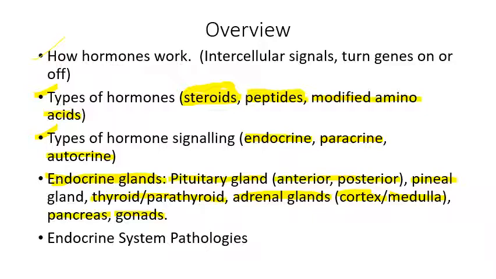Examples are progesterone, which is produced and released by the ovaries in women, whereas testosterone is a hormone that's produced by the testes in men. And then, as always, we'll finish the lecture with some endocrine system pathologies.